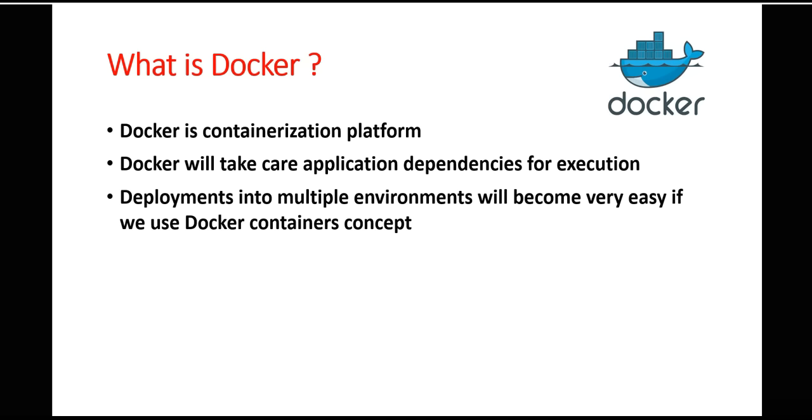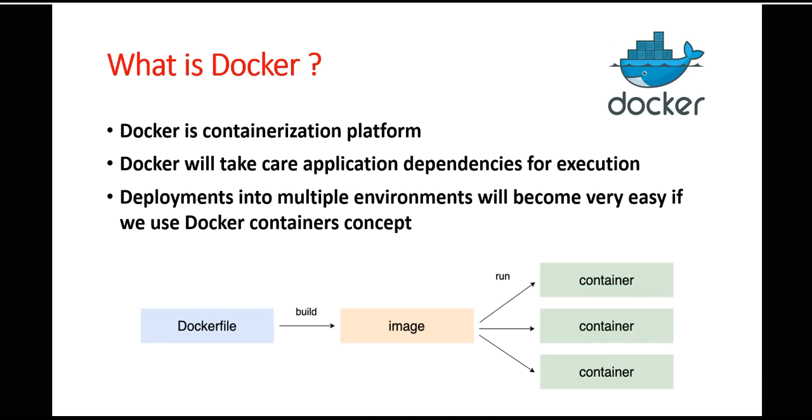How to Dockerize the application? In order to Dockerize the application, we need to write a Dockerfile. A Dockerfile contains a set of instructions to install the required dependencies for our application. In the Dockerfile, we specify where our application code is and what dependencies are required to run that code. By using the Dockerfile, we are going to build a Docker image. A Docker image is like a package which contains our application code plus application dependencies. Once a Docker image is created, you can take that image and run it on any platform. Once you run the image, a Docker container will be created.